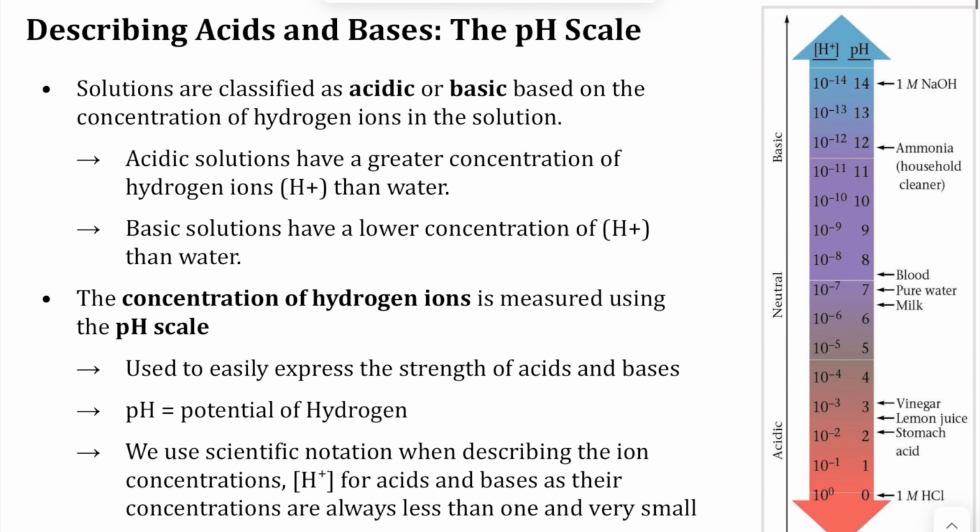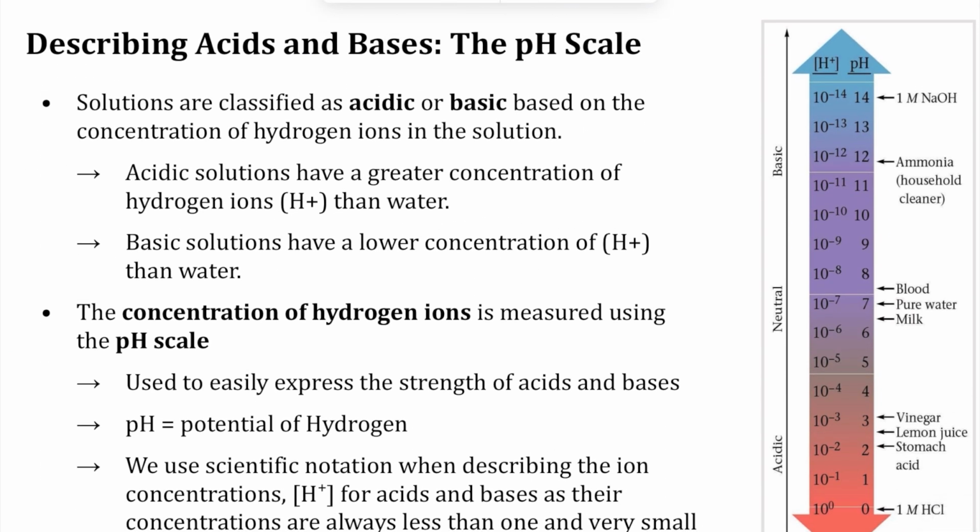So, describing acids and bases. We've talked about things being acidic or basic, and so how do we do calculations with those? These solutions can be classified as acidic or basic or neutral, but we're focusing on acidic and basic. That is based on the concentration of hydrogen ions in the solution. Acidic solutions have a greater concentration of hydrogen ions, which are H plus ions, than water. Basic solutions have a lower concentration of those H plus ions than water.